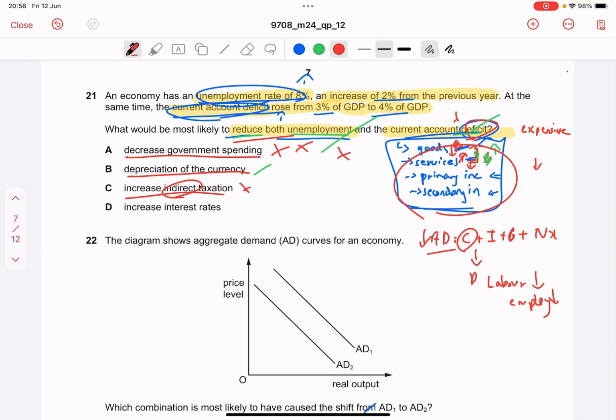Cross that off. The last one says an increase in interest rates. What are interest rates? Interest rates are the cost of borrowing and the reward for saving.